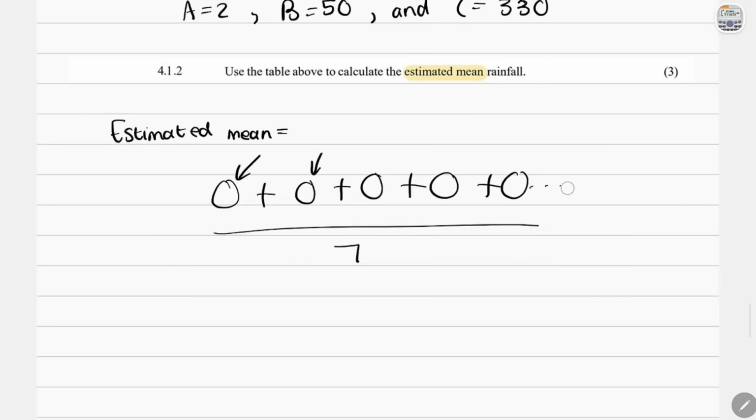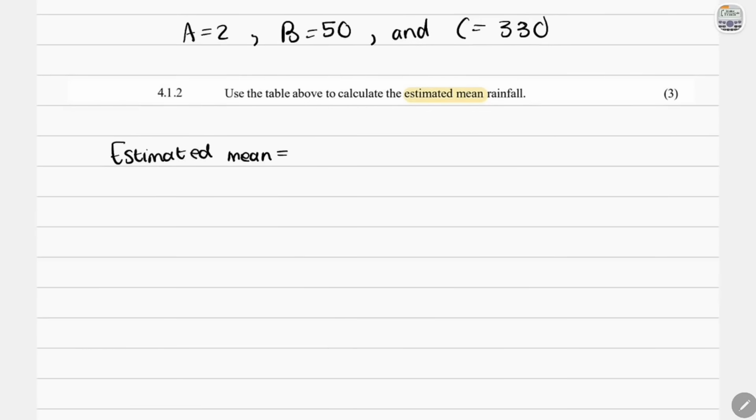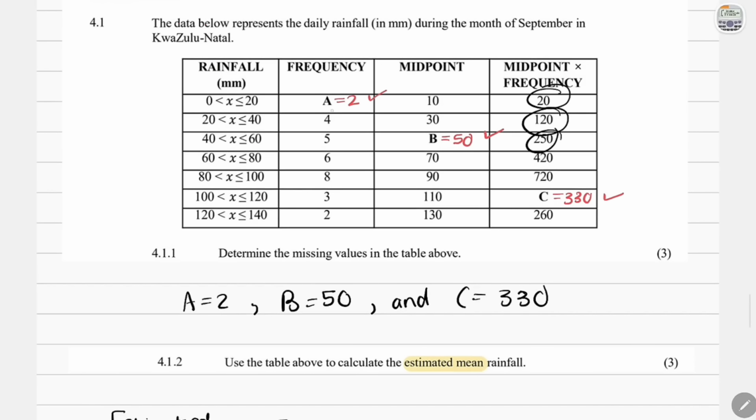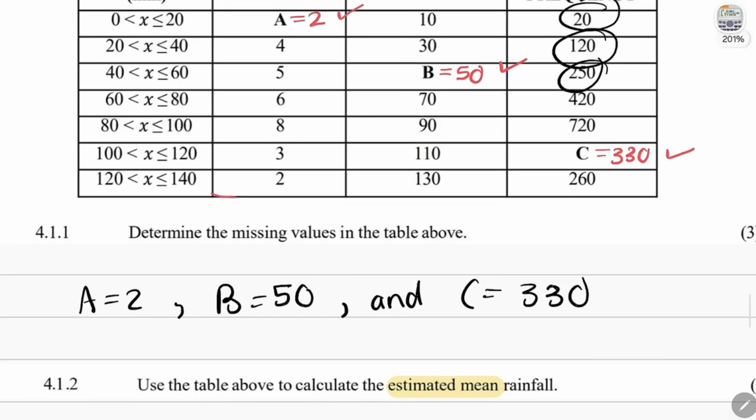You take all of that, add it up together, and then you're going to divide by the total sum of this, okay? Because this is the frequency. This is the amount of times each class occurred. So we'll take that, we'll add it up together. So we need 2 totals here. We need the total of this, and we need this total over here.